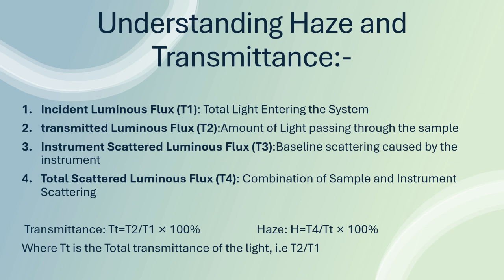From here we can get the formula of transmittance, which is Tt equals T2 divided by T1 times 100 percent, and haze is equal to T4 divided by Tt, which is the transmittance, times 100.